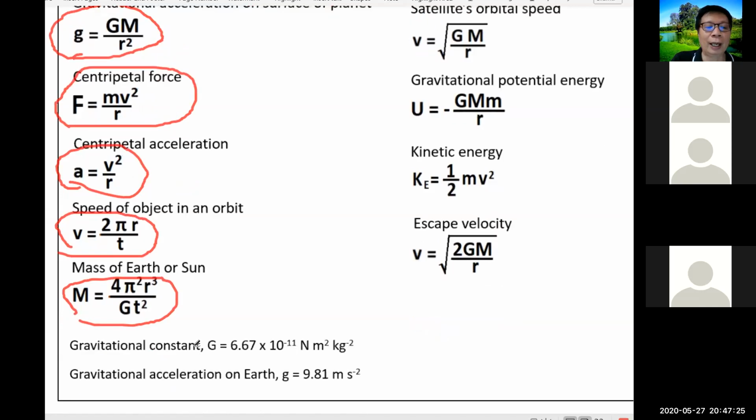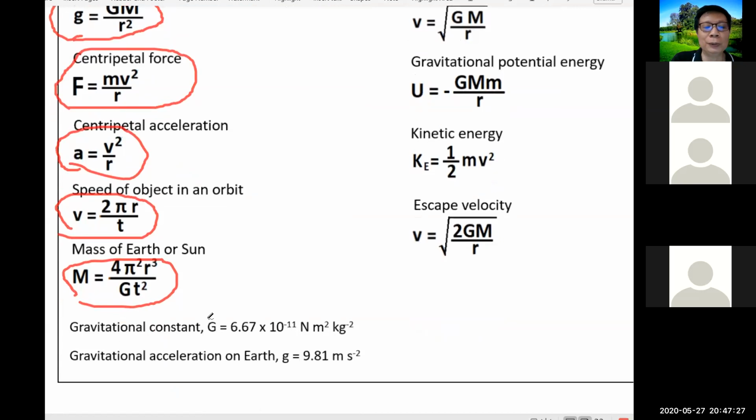Okay, and this value also remember, right? I told you, the gravitational constant value. This one very often we use, the big G value, 6.67 times 10 to the power -11 Newton meter square per kilogram square. And the gravitational acceleration for Earth, this value you know already, like 9.81, right?